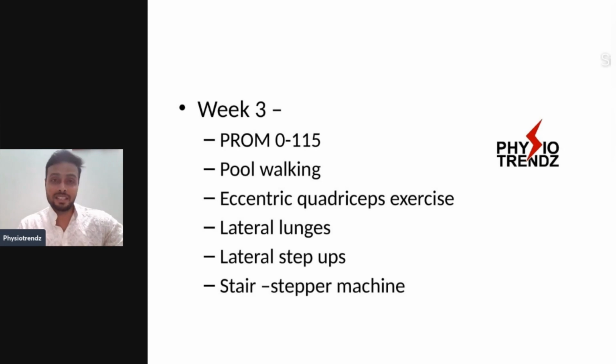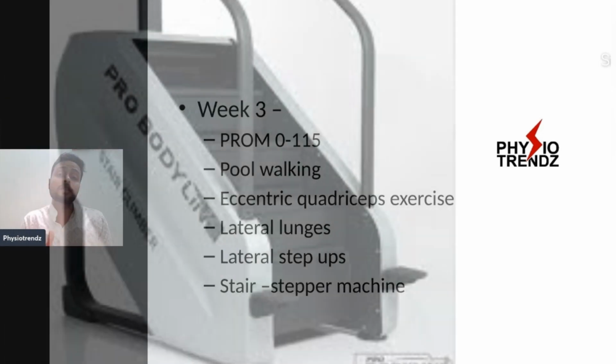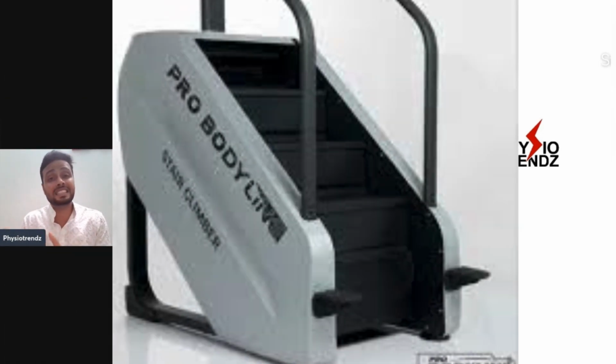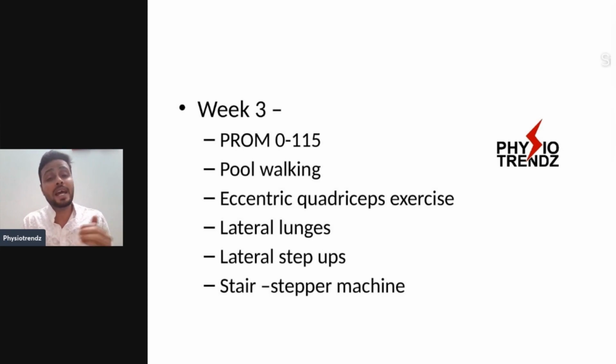Stair stepper machine. Now the question comes: why are we not using stepping without any machine, and why are we using a stair stepper machine for forward walking? The reason is that the stair stepper machine moves by itself, just like an escalator or treadmill, and that is why the energy expenditure or pressure you have to put on the leg is comparatively less when we talk about stair climbing. That is why the stair stepper machine can be the best treatment for the second phase in week 3.